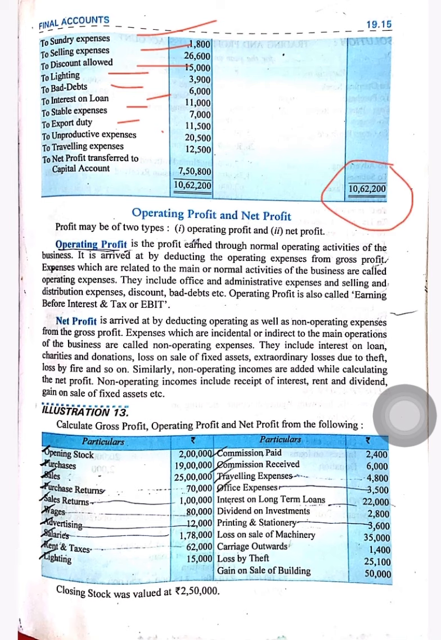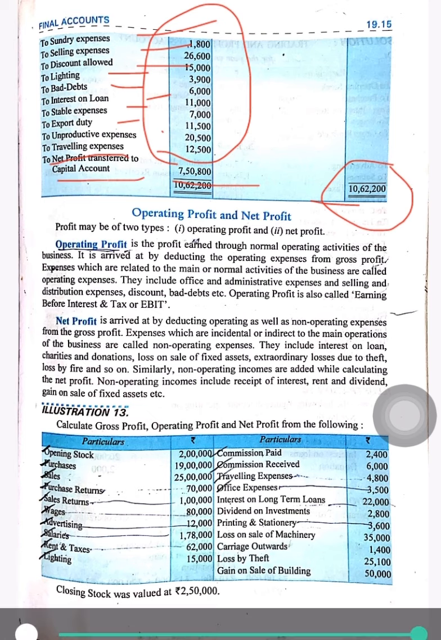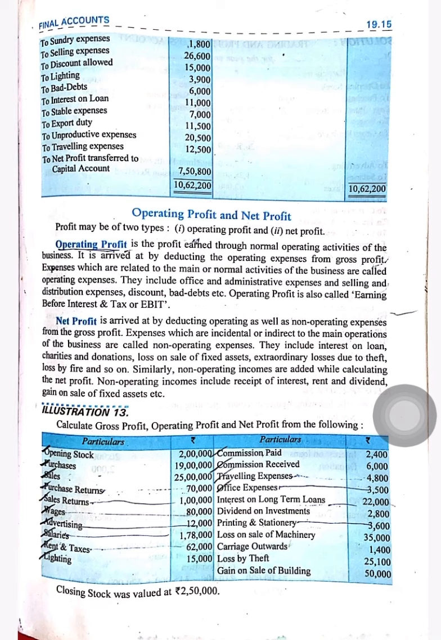In the credit side, the amount was 10,62,000. Then do the total of debit side. When we minus the total of debit side from the total of credit side, we will get 7,50,800. It will be our net profit, transferred to capital account. So this was an example of profit and loss account.